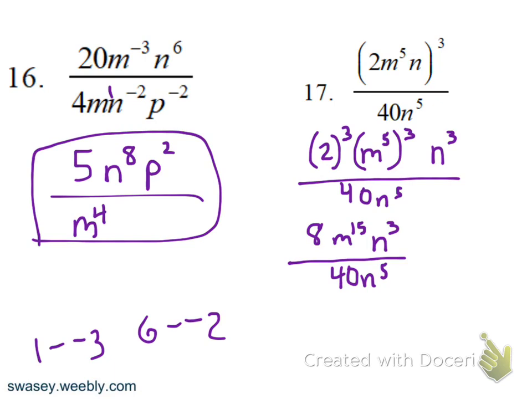8 over 40, that simplifies to 1/5. So we have a 5 on the bottom. M to the 15th, there's no other m, so we'll just leave that on top. For the n's, 5 is bigger than 3, so do 5 minus 3, you get 2. So n squared is on the bottom.